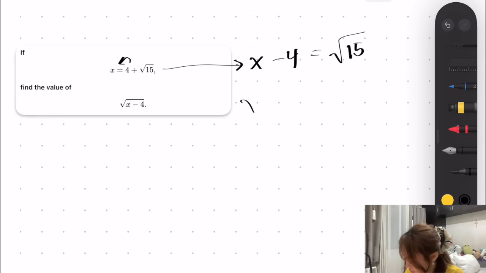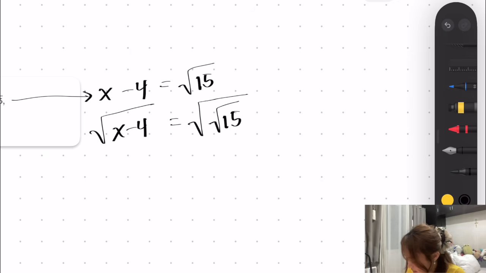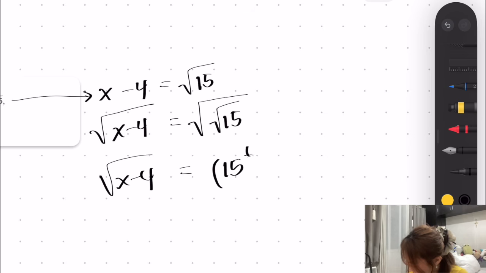Take the square root of both sides. So the square root of x minus 4 is equal to the square root of the square root of 15. Okay, let's convert this to exponential form, to exponent form, kung mas gusto nyo yun. Okay, this is just equal to 15 to the 1 half, to the power of 1 half.